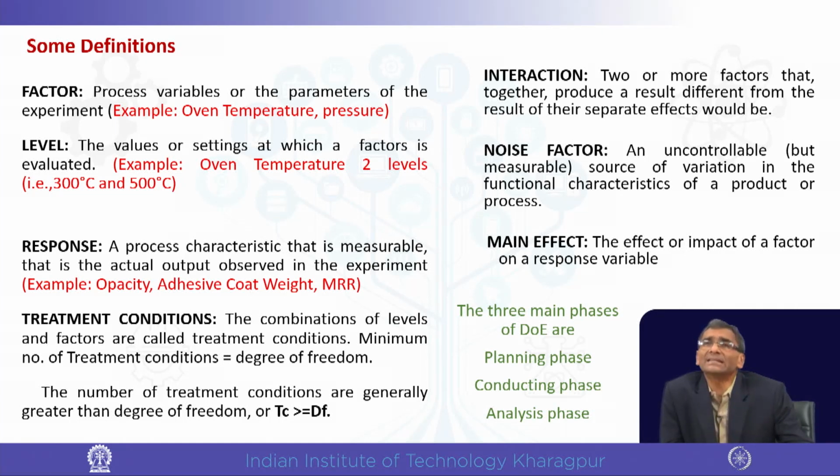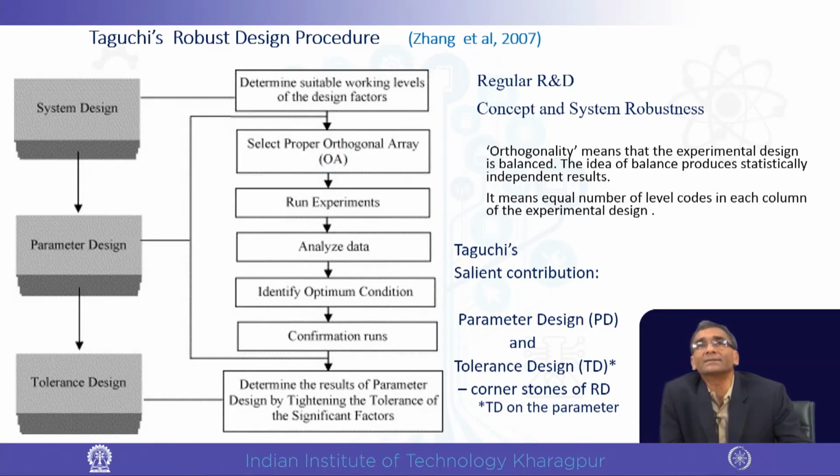DOE has 3 phases. One is the planning phase, then the conducting phase, and the analysis phase. The planning phase is which orthogonal array, etc., we will take up. Conducting phase is actually carrying out the experiment, and analysis phase is what the result comes out and what it gives. The definitions are everywhere, so I am not spending much time on them. You can see that, and these are also the steps I have already explained.